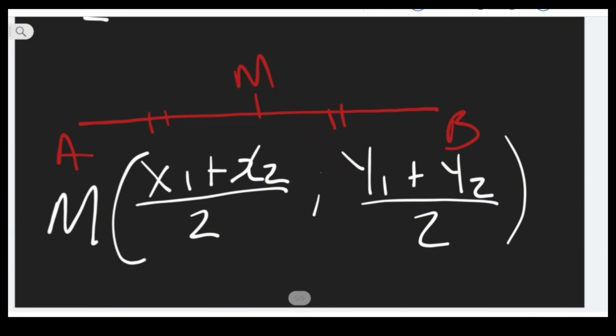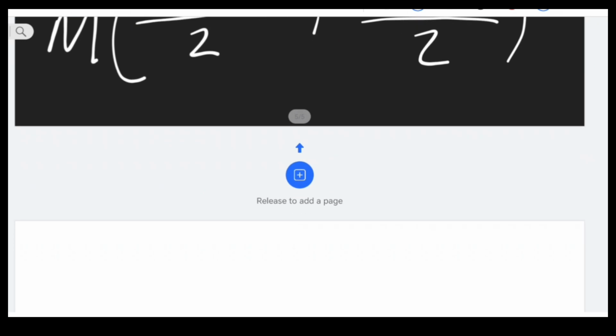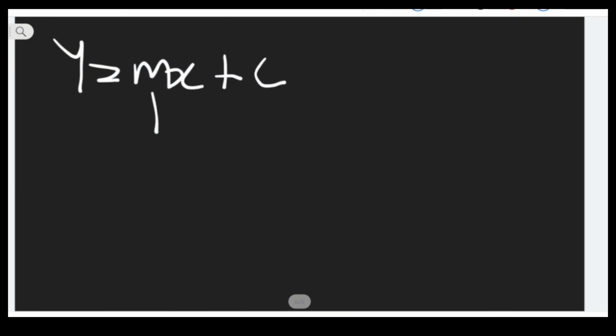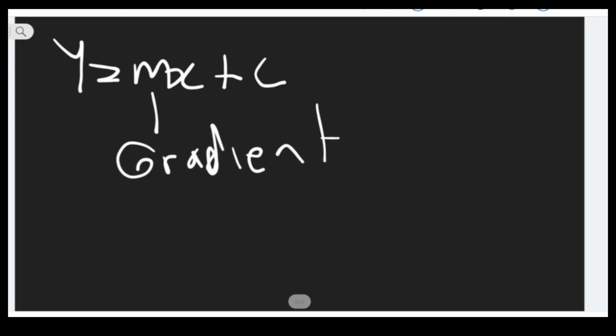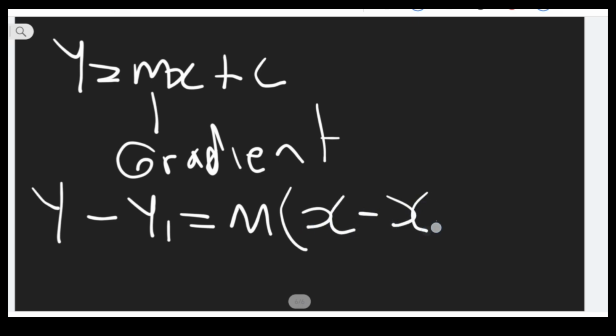Okay. Another thing that you have to know is the equation of a straight line. The equation of a straight line can be given by y equals mx plus c, where m is the gradient. Some use this formula, y minus y1 equals m times (x minus x1). Don't worry, we will get into the practicality of this.